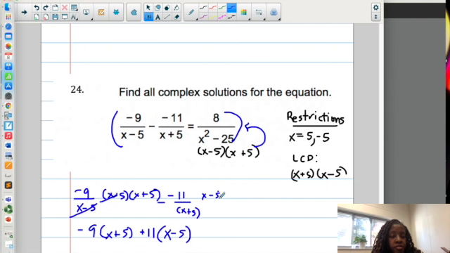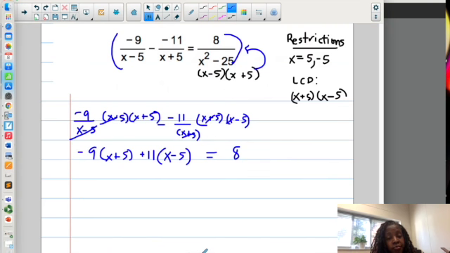And the x plus 5's cancel, leaving you with the opposite of negative 11, or positive 11 times x minus 5. And that's going to equal, well, on this side, everything cancels, just leaving you with the 8 on the top, because the bottom is 2 binomials when you factor it all the way.